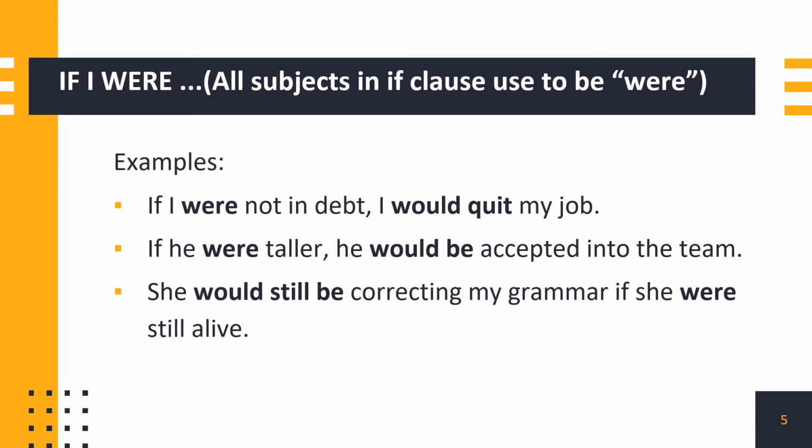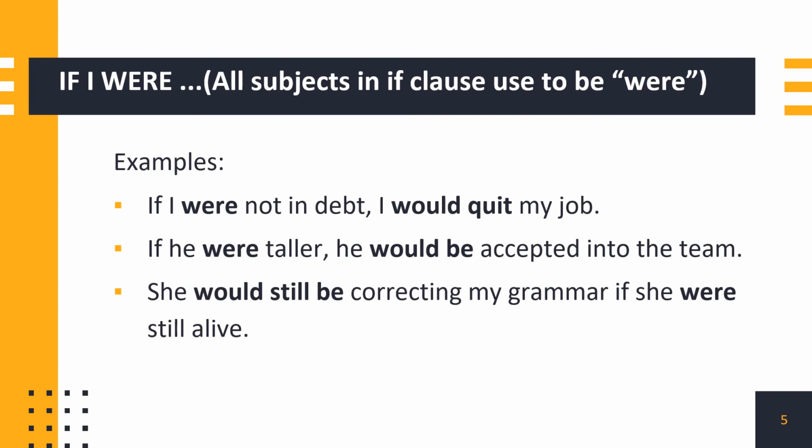The if clause consists of if, subject I, and then verb were. The verb over there is in the form of to be. Usually, to be that follows the subject I is was. But in this condition, we have to use to be were. In the following clause, we find subject I and then would plus verb 1, quit.